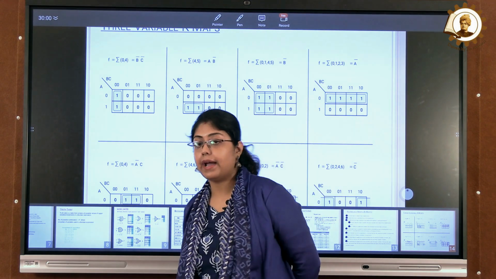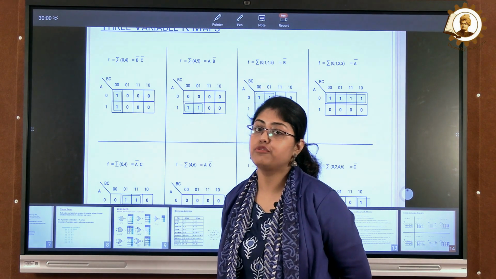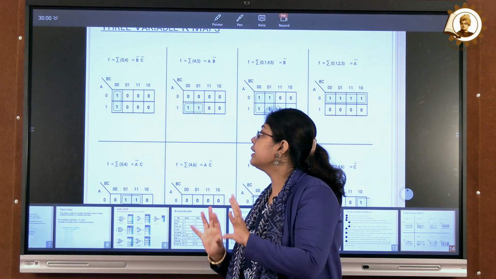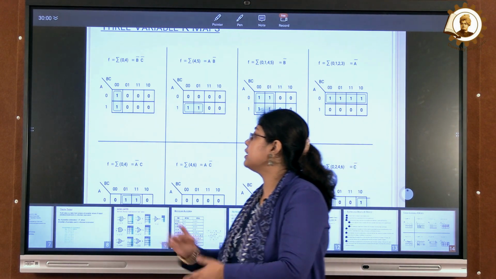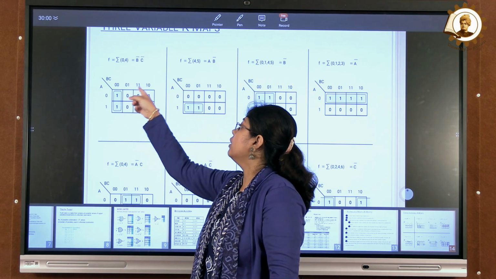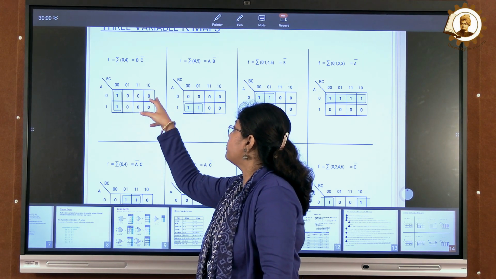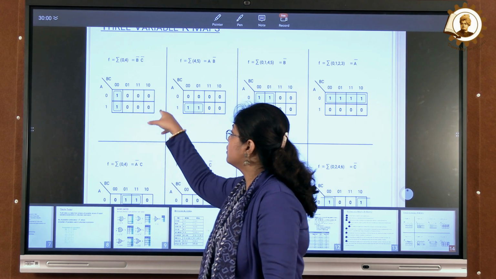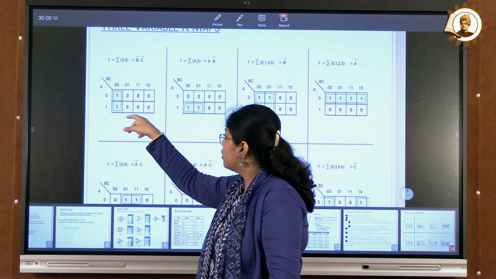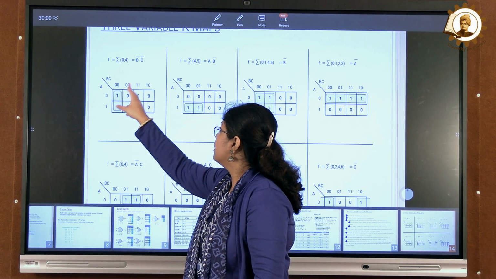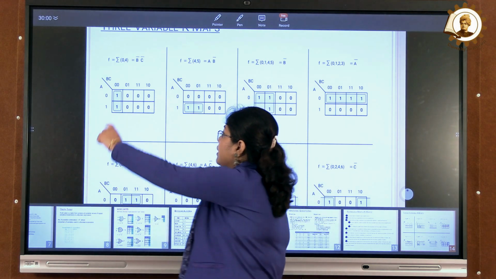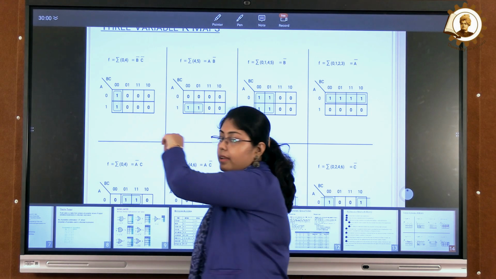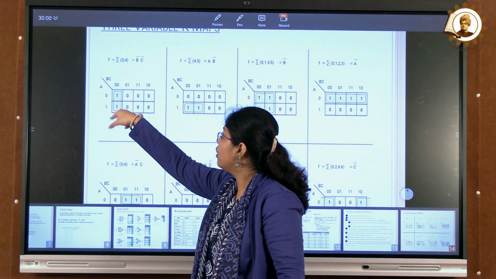Now, the pairs. First we have to look for the bigger groups. If all these points were 1, then there would be one octet, an 8-1 group. But here all the values are not 1, so we are making a pair of 1s.